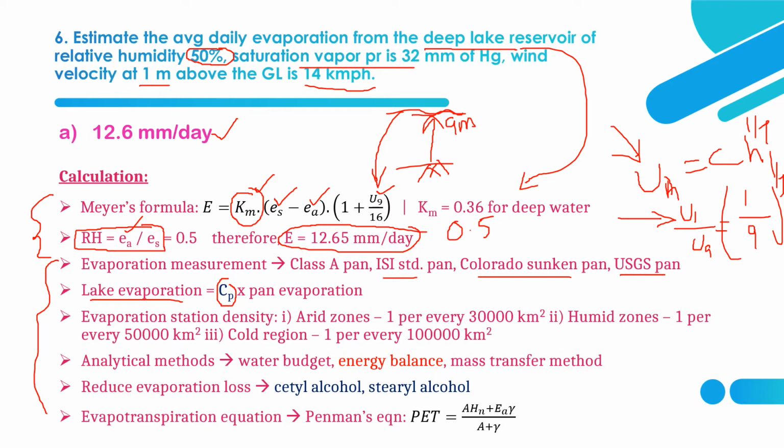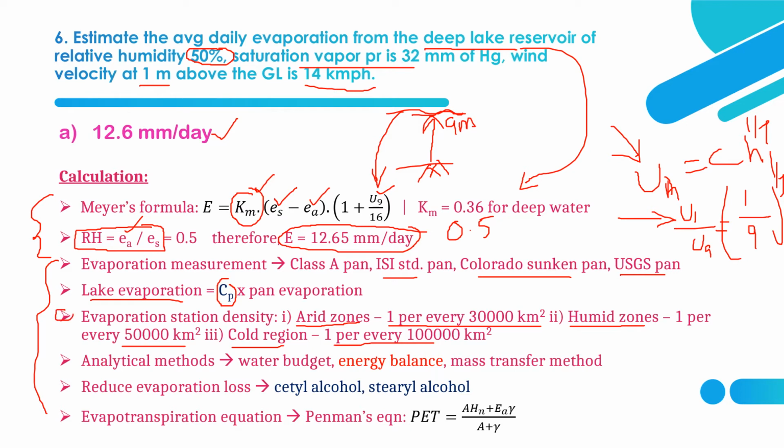And the next one is evaporation station density. Similarly to rain gauge density, we have to install the evaporation stations with the density like this. For arid zones, 1 per every 30,000 km square, in case of humid zones, 1 per every 50,000 km square, and in case of cold regions, it will be 1 per every 1 lakh km square. So these are the evaporation station densities.